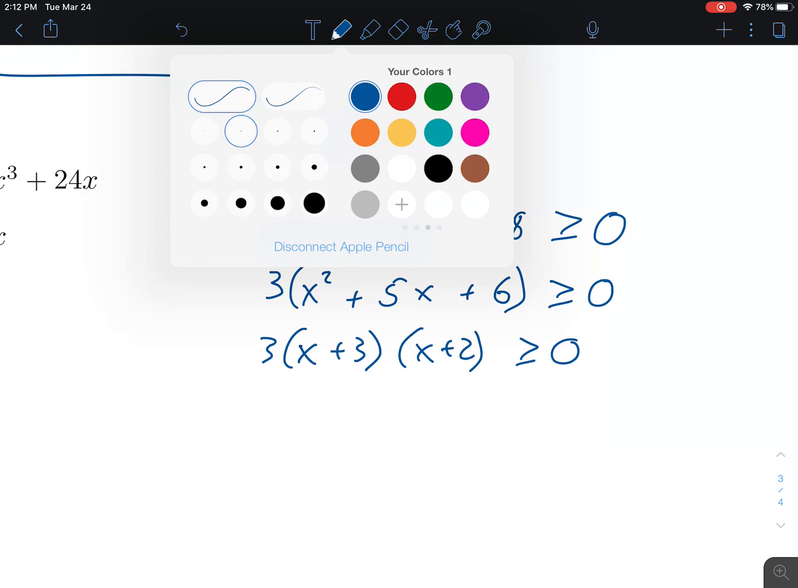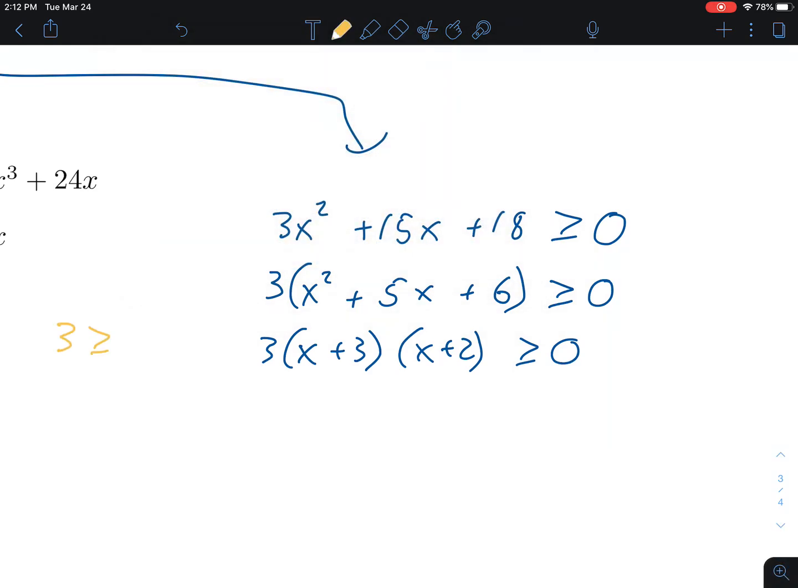3 has no impact. If you just look at it like this, 3 is greater than or equal to 0. That's true. So it doesn't really impact it. There's no way that's going to vary. There's no x in there. All it does is affect it a little bit.